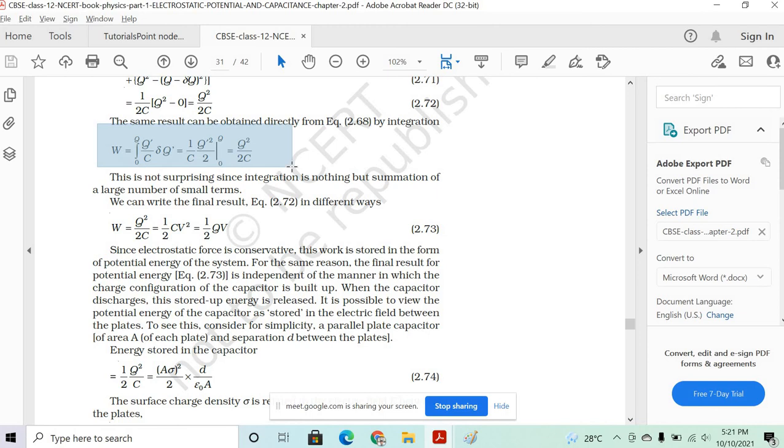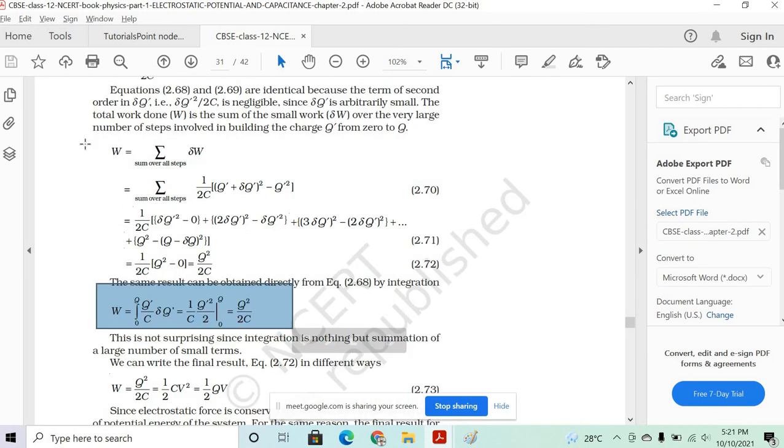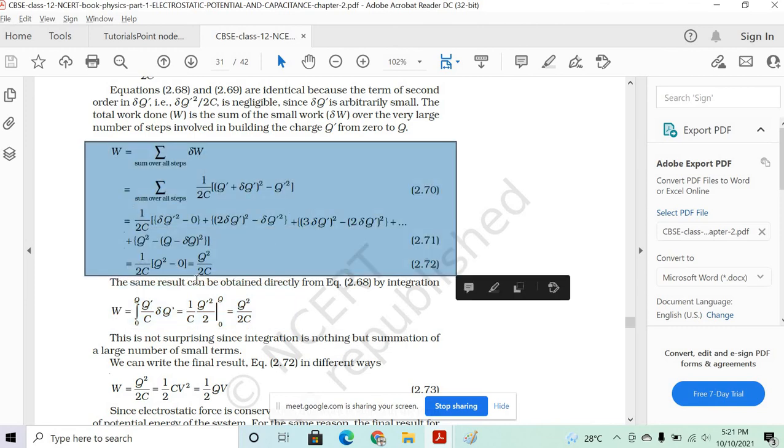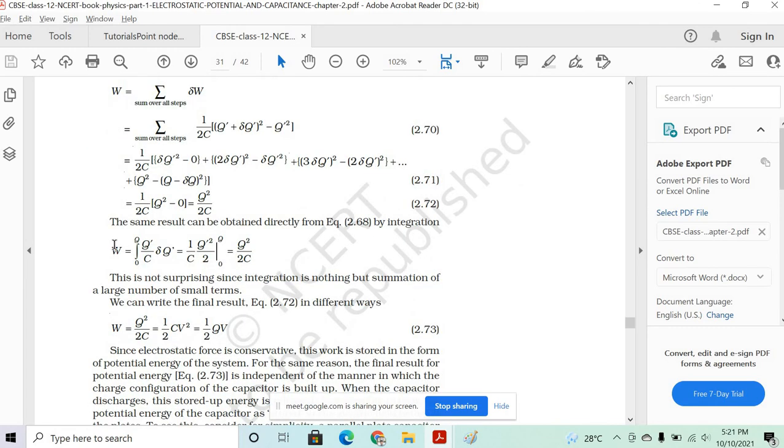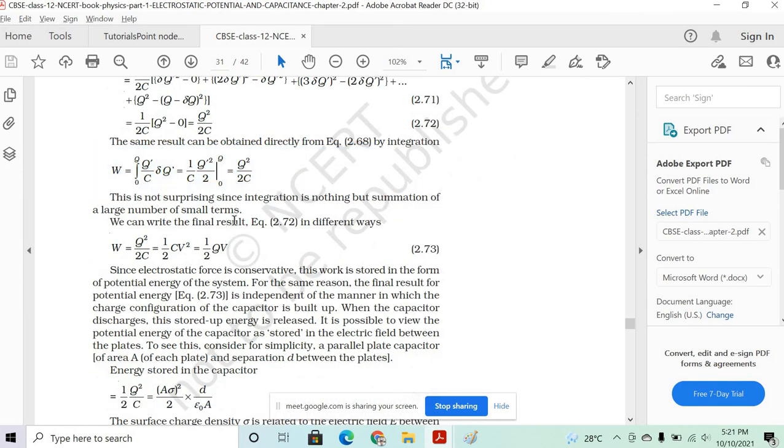Can you see that? This is much easier than this. This you can do. This one you can leave, not required here. This integration is pretty easy. If you do that, q square by 2c, finally you are getting the same answer only. Q square by 2c, and then q you can substitute as cv.